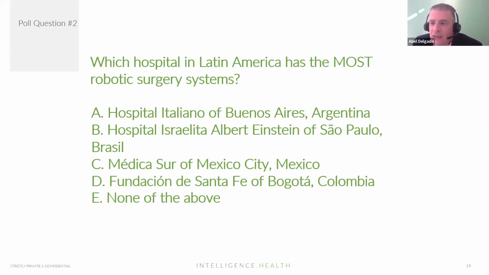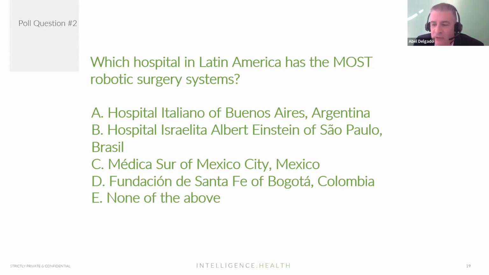Looks like just about everybody has had their say. So let's close out the poll now and let's see, first of all, what you guys had to say. The large majority of you voted for Albert Einstein with 69%, and we have Médica Sur at 15%, Fundación at 8%, and none of the above at 8%. And interestingly, Hospital Italiano got 0 responses. So that's kind of interesting.